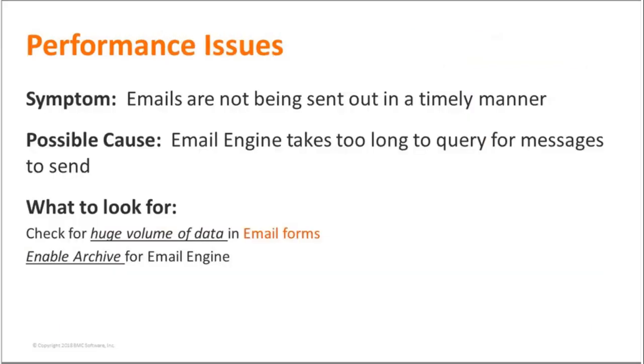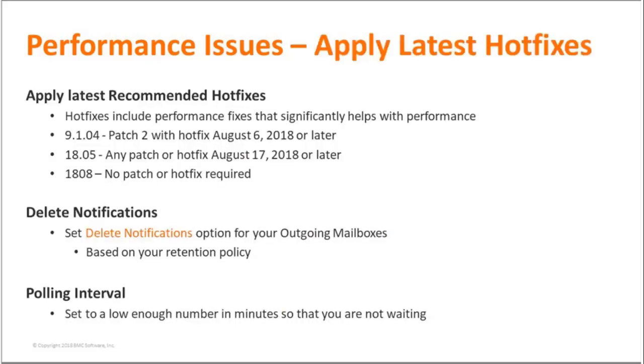So the third common issue that we want to talk about today with the email engine is performance. A typical symptom that we get is that emails are just not being sent out in a timely manner. A possible cause for this, and a likely cause as we've seen, is that email engine is just taking too long to query for messages. So the things that we're going to look for are a huge volume of data in the email forms, and to check if you have enabled the archive for email engine.